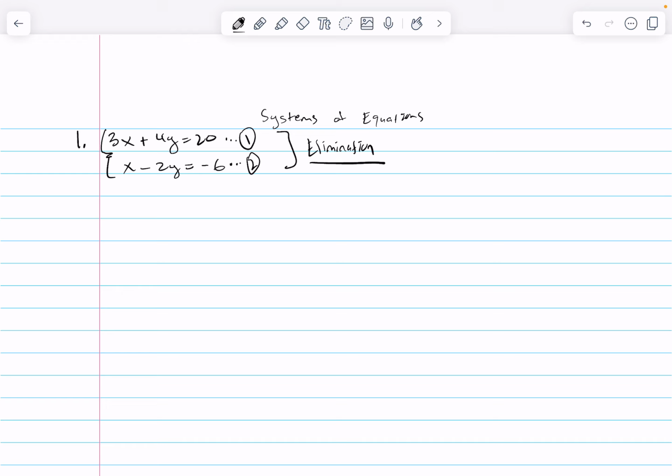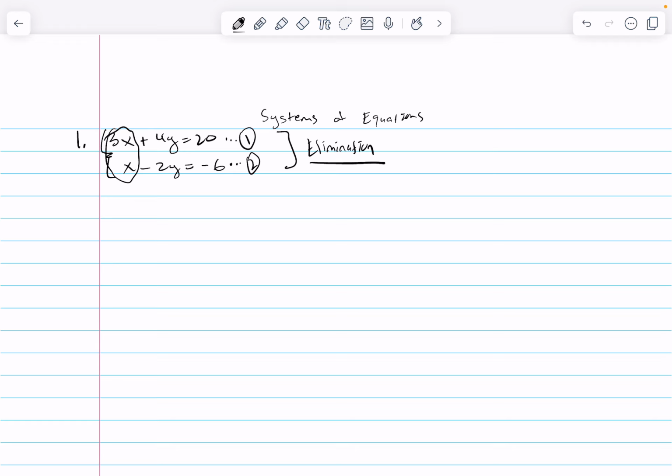So we have 3x and x, 4y and 2y. Right now, we cannot eliminate any of these variables by adding or subtracting because they're all different. So what we have to do is multiply them by a coefficient that will make them the same. For the first example, we're going to get rid of the x variables, so we have to make the x variables the same. We have 3x and x, so the easiest way to do this is to multiply the second equation by 3.